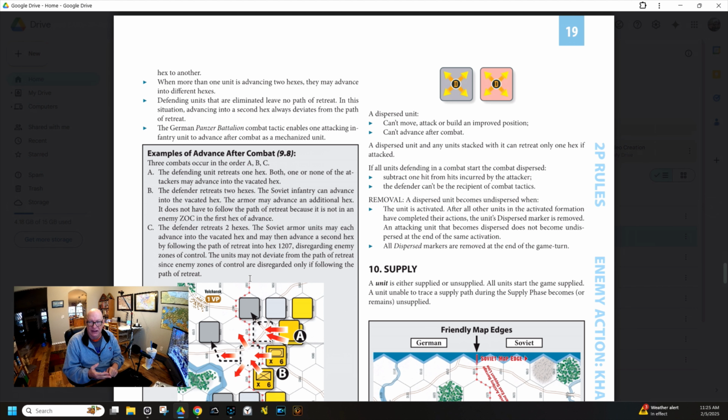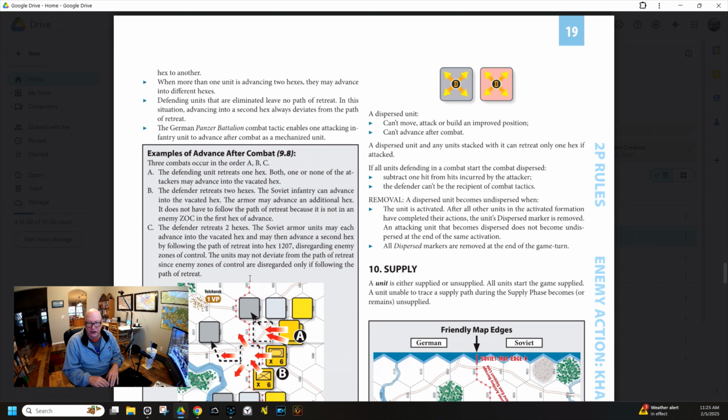A dispersed unit and any unit stacked with it can retreat only one hex if attacked. If all units defending in a combat start the combat dispersed, subtract one hit from the hits incurred by the attacker. The defender can't be the recipient of combat tactics.